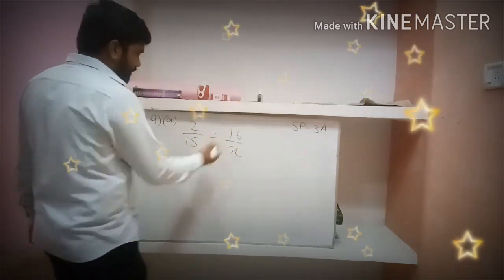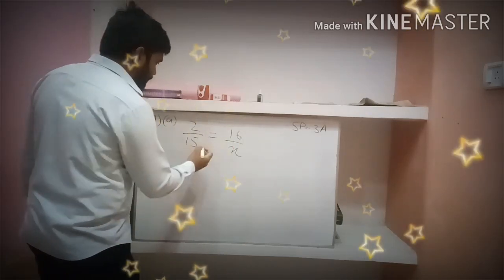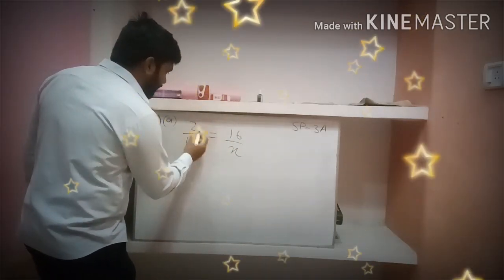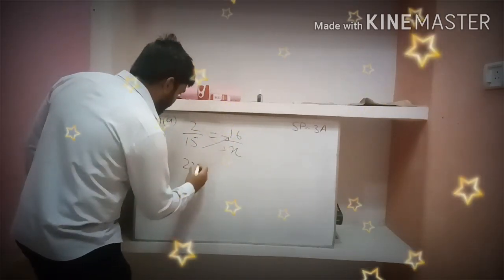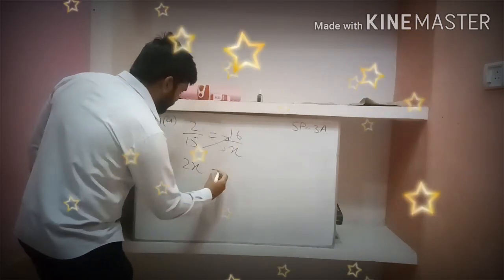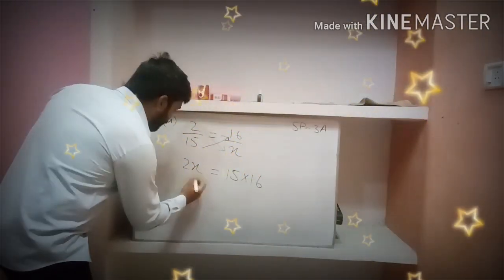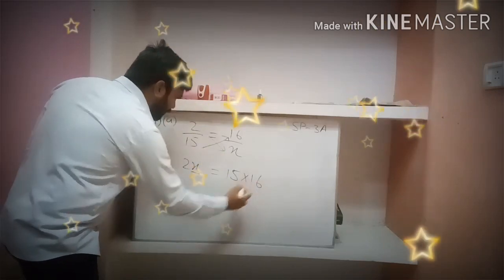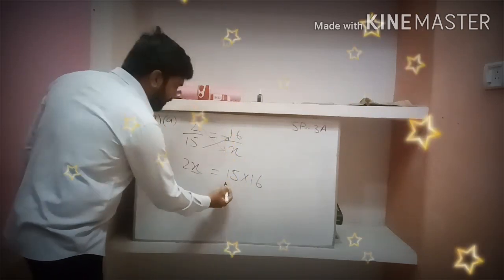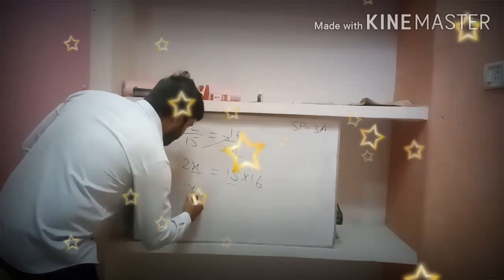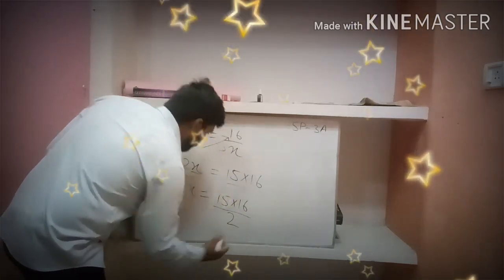Another method you can see. Another method is that you can do the cross multiplication. Cross multiplication means multiply this 2 into x and 15 into 16. So by cross multiplication 2 into x, that is 2x equals 15 multiply 16. Now we need to find x. So put x on the left hand side alone and transpose this 2 on the right hand side. This 2 is multiplied with x. When you transpose to the right hand side it will be divided by this number. So now x is equal to 15 multiply 16 divided by 2, because 2 is multiplied here.